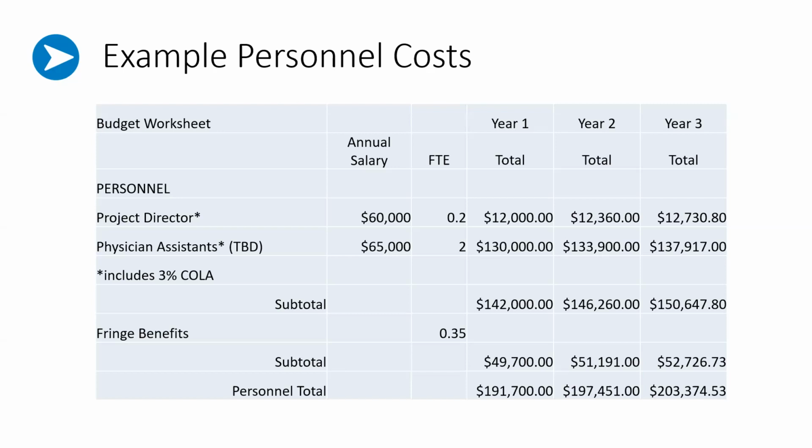They've added up the subtotal for each year, and then they've calculated fringe benefits. They have a rate of 35% for fringe benefits, which might be a negotiated rate for a university, for example. So they take the total salaries times 35%, and then they get the subtotal and the personnel total of $191,700 for the first year of this grant.